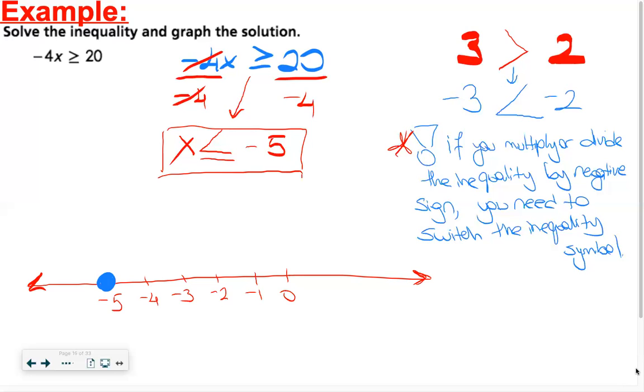Now direction. Am I going to go to the left side or right side? I am looking for all the numbers which are less than −5. That's why we need to go to the left side.